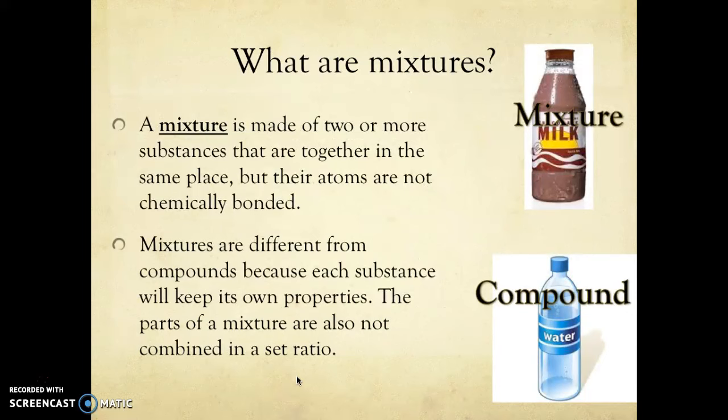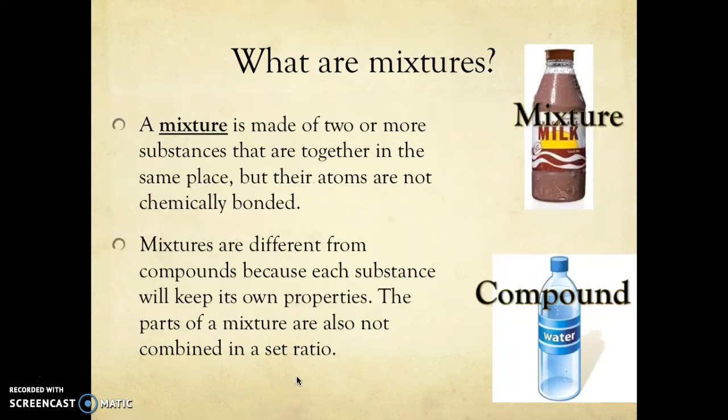All right. So mixtures. And again, don't feel the need to write down every word. Write down the important parts. Okay? Shorten and abbreviate where you can. So a mixture is made up of 2 or more substances that are together in the same place, but the atoms are not bonded to each other.